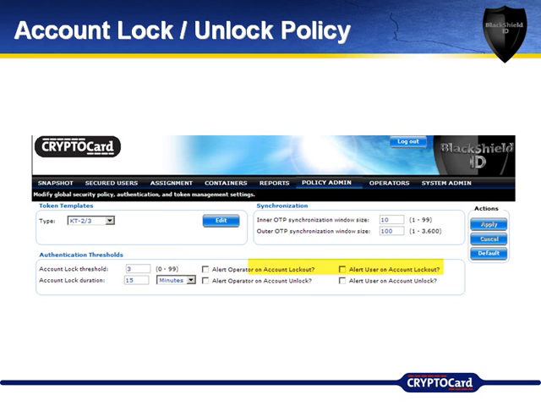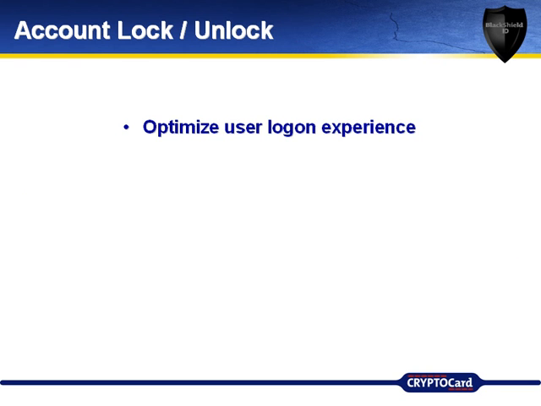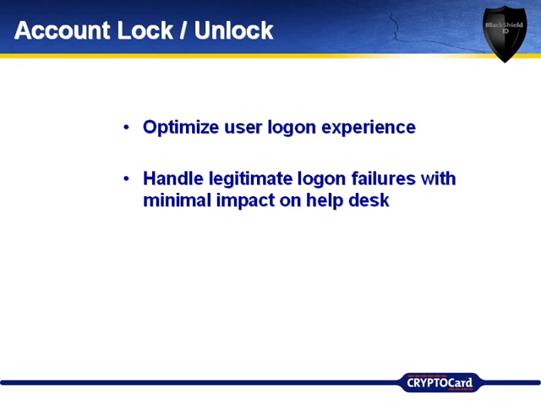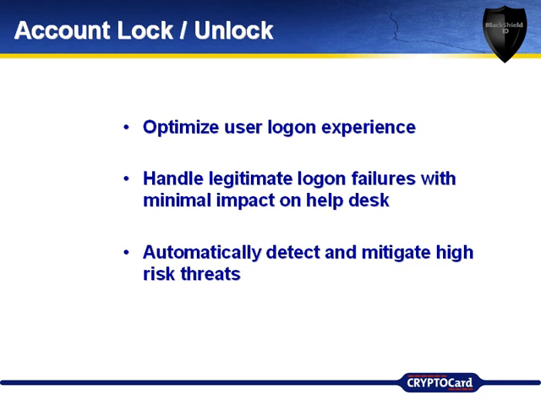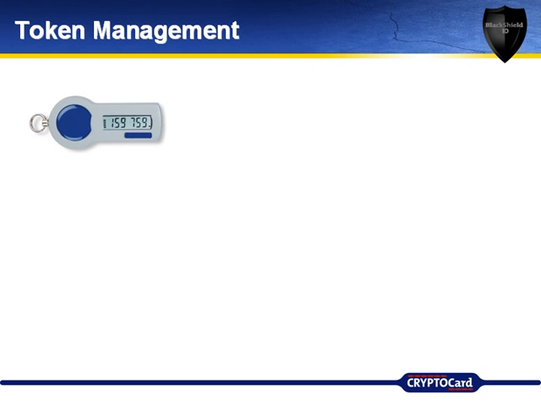My policy could instruct Black Shield ID to automatically unlock the account after a defined period of time has elapsed, and, as with locking, send an alert message. By tuning the lock thresholds, lock duration, and alerts, I can optimize the user logon experience, handle legitimate user logon failures with little or no impact on my help desk, and detect and mitigate threats such as brute force and denial of service attacks. The third area is token management.